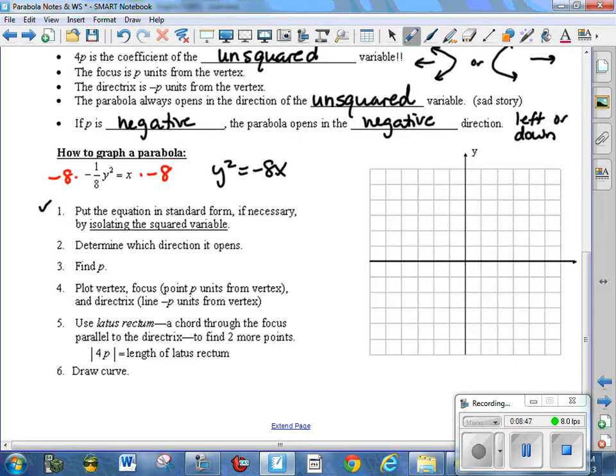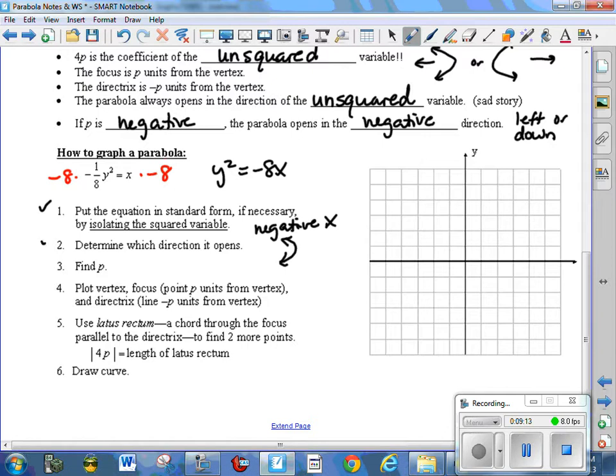Step number 2, determine which direction it opens. Well, it opens in the direction of, oh, we're missing an x, so we've got to look in the x direction for it. So it's either going to be right or left. And because 8 is negative, it's going to be opening in the negative x direction. So negative x. So it's going to be opening to the left.